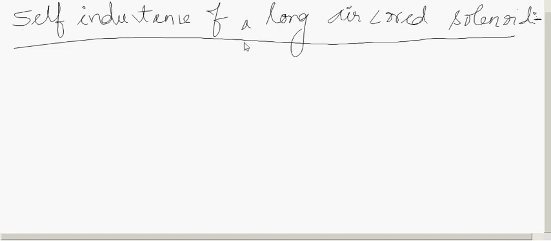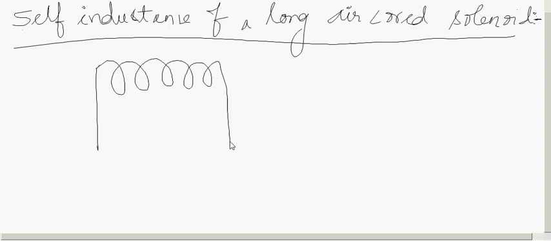Self inductance of a long air core solenoid. Now consider a solenoid of length L. Consider an air core solenoid of length L, having cross section area A and having n number of turns per unit length, and the current flowing through the solenoid is I. Let me write these quantities.